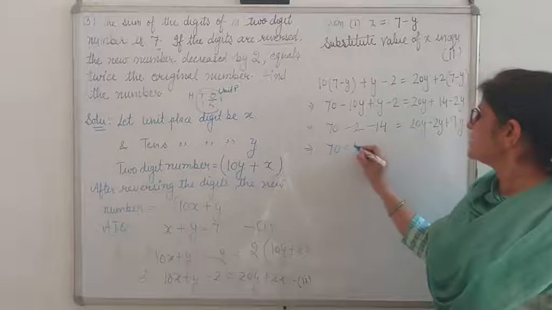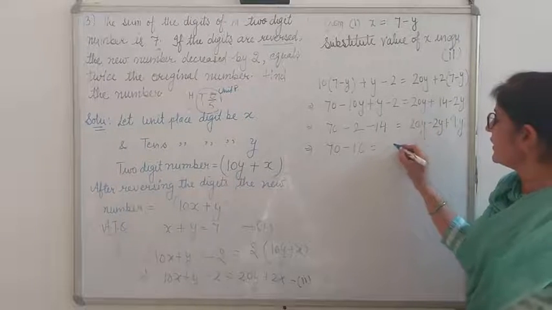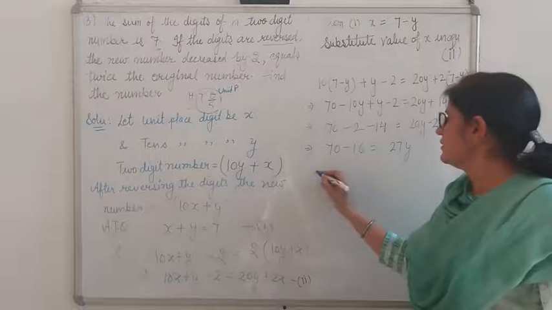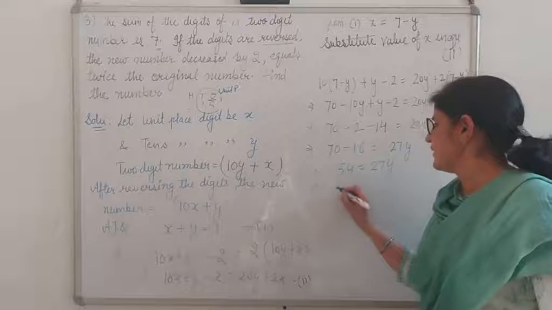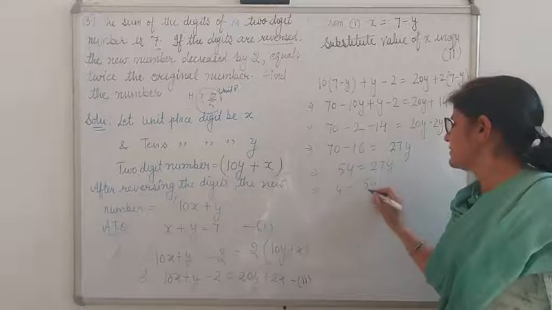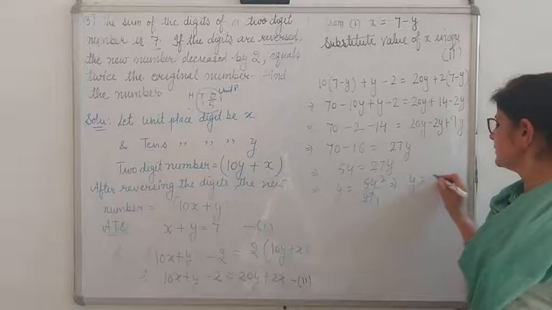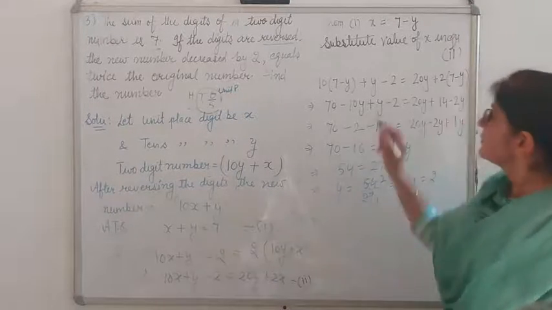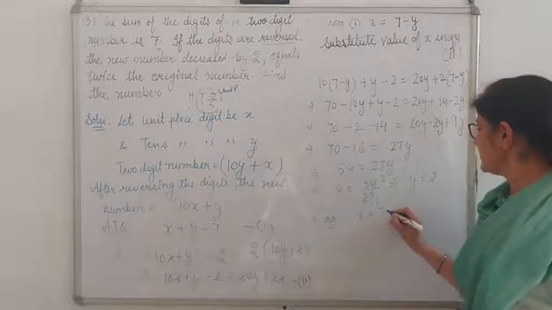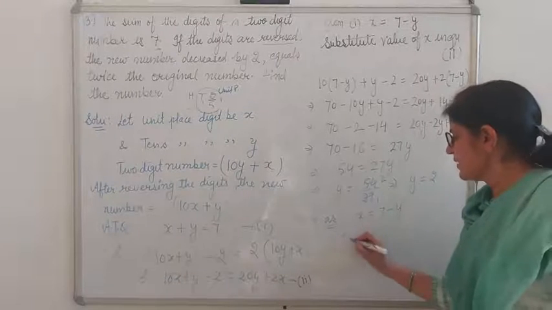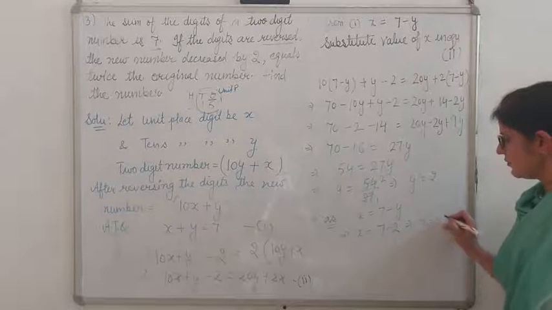Here 70 minus 16 is equal to 29 minus 2, 27. Here 54 is equal to 27y. Then what is y? 54 over 27. 27 twos are 54. So y is 2. x is equal to 7 minus y. That means x is equal to 7 minus 2, which means x is equal to 5.